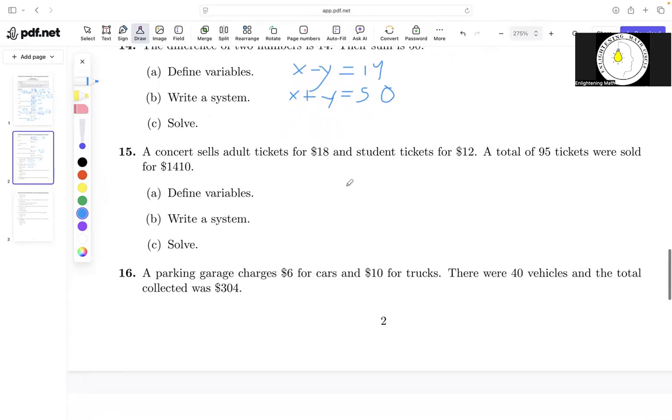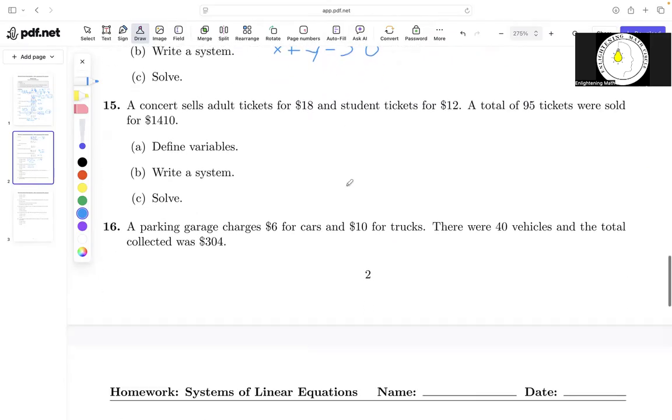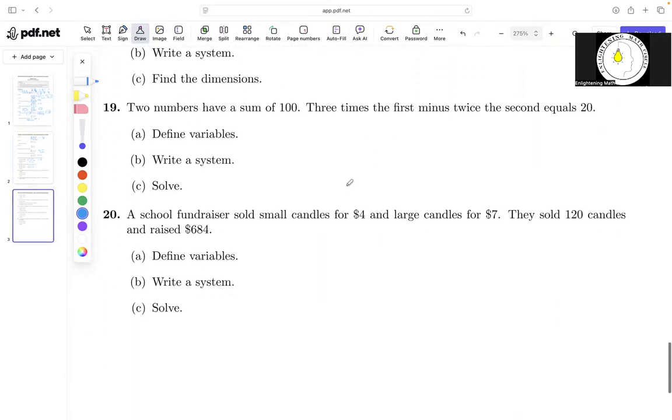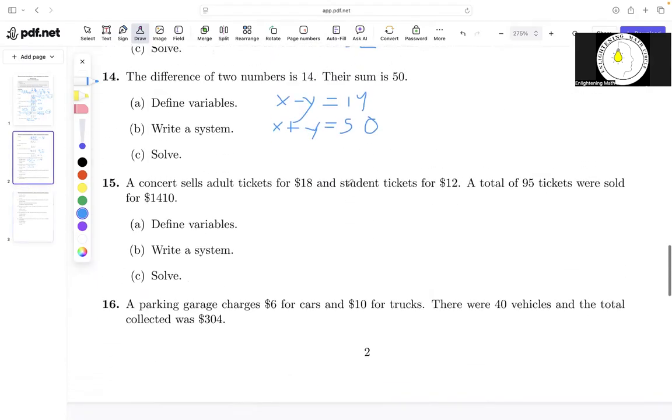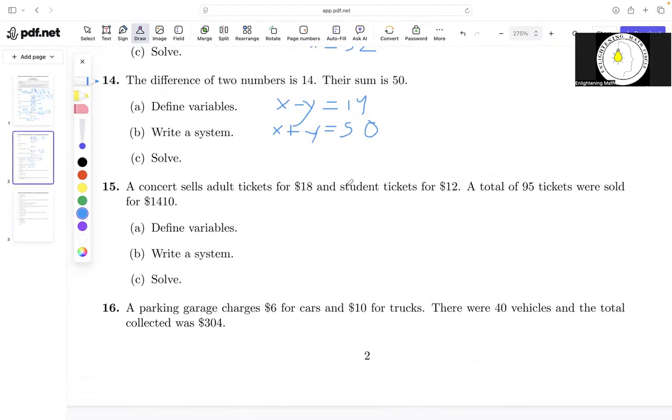So now we can do systems for word problems. For all these future ones, we won't solve the systems because we've already gone over how to do that, but we can just figure out how to write the actual systems. So a concert sells adult tickets for $18 and student tickets for $12. A total of 95 tickets are sold for $1,410.